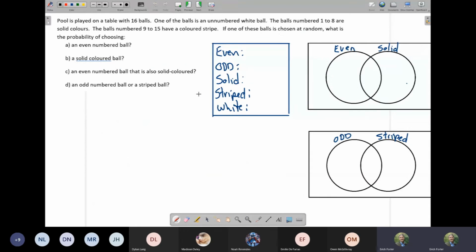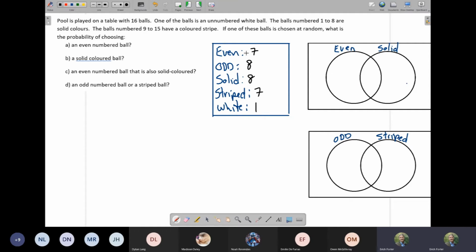On to question 9. So we're dealing with a pool table and the ball's on the pool table. I've done a little bit of advanced stuff here to get it organized. So there are 7 even balls, we're told, 8 that are odd, 8 that are solid, 7 that are striped, and 1 that's white. Now we're asked, if you're choosing a ball at random, what's the probability of choosing an even numbered ball? Fairly straightforward again.